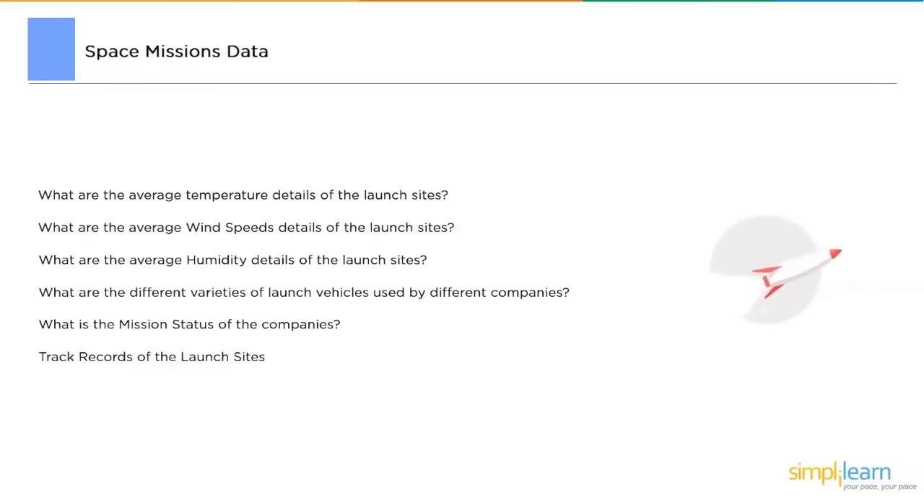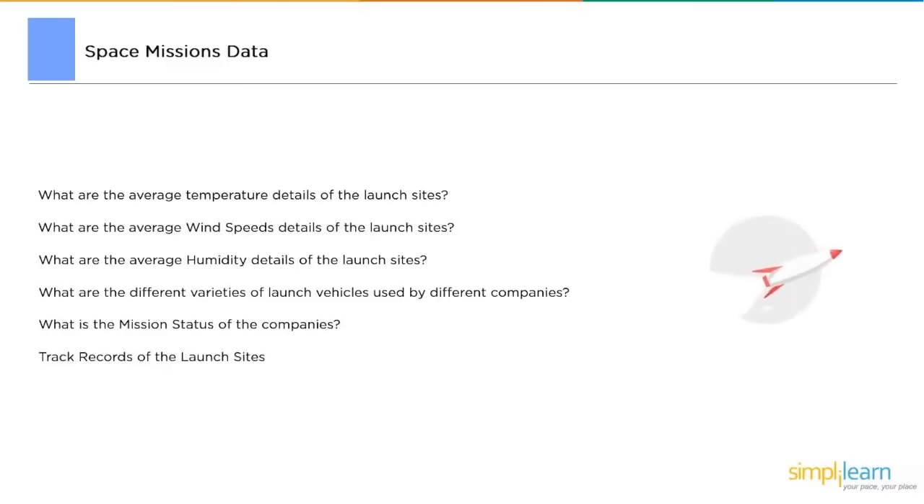Next, we have what is the mission status of the company. So we have a list of satellites launched already, right? We need the mission status of that particular satellite. Is it a successful launch, or was there some failure record or something like that? Next, at the last query, we have the track records of launch sites.